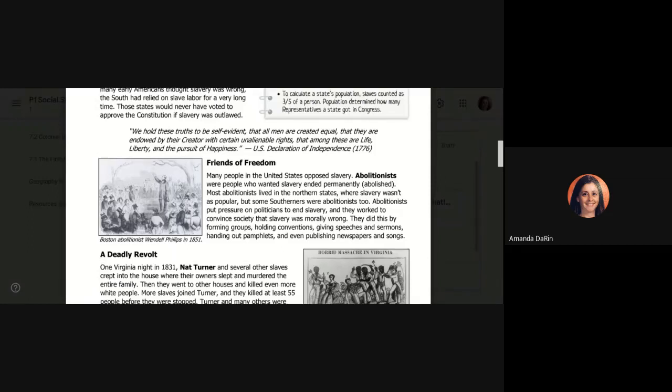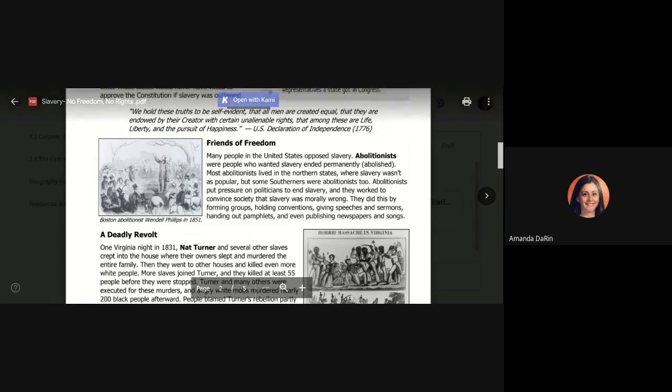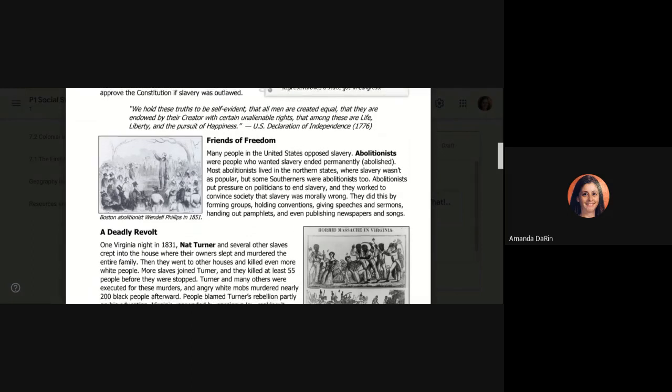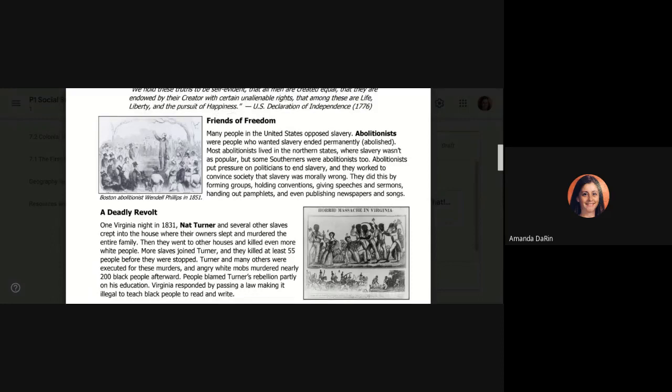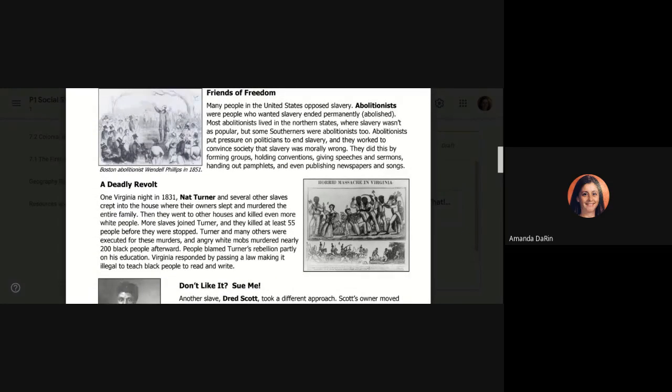And here you see a Boston abolitionist. His name was Wendell Phillips in 1851. And these were very common, especially in the northern states and the northeastern states and bigger cities. But you would see these kinds of assemblies or rallies and speaking out against slavery. And we call these people abolitionists.